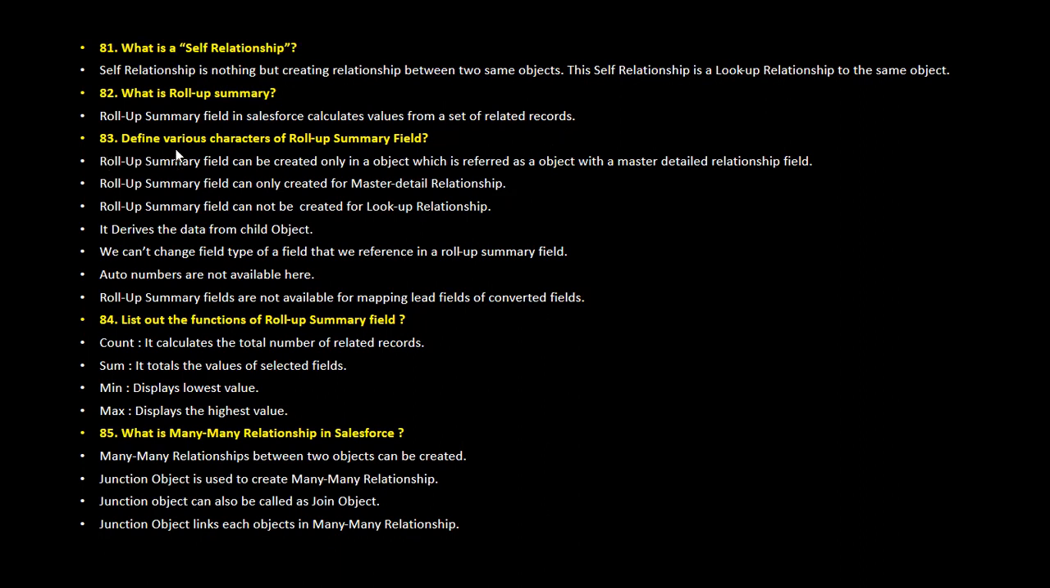Next question, define the rules and characteristics of roll-up summary fields. Roll-up summary fields are created on only one object and refer to the object with a master-detail relationship field. Roll-up summary fields can only be created with a master-detail relationship. Roll-up summary fields cannot be created with a lookup relationship. They derive the data from the child object.